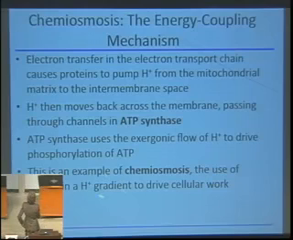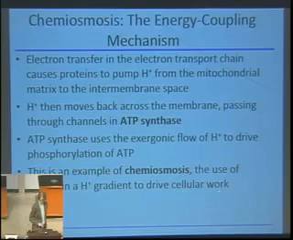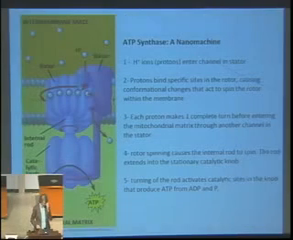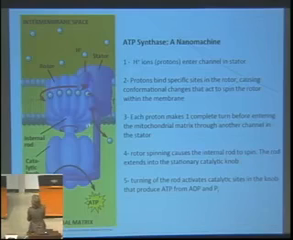Okay, so this is a really beautiful example of chemiosmosis, the use of energy in a proton gradient in this case to drive cellular work. Good, so let's take a look at that. So this is a picture of the ATP synthase that's in your book, and it shows a very cartoony kind of picture of this. So let's just get oriented.